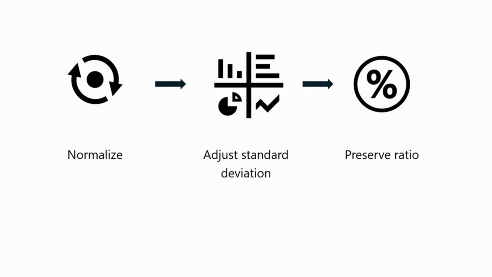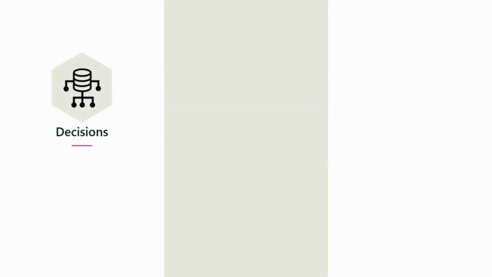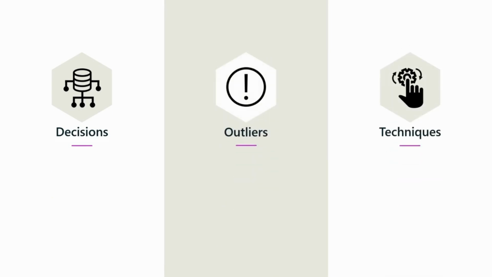The aim is to adjust the mean and standard deviation of the data proportionally while preserving the ratio of the distance between outlier data and other data points. Analyzing the distribution allows you to make informed decisions, identify outliers, and choose appropriate statistical techniques for further analysis.